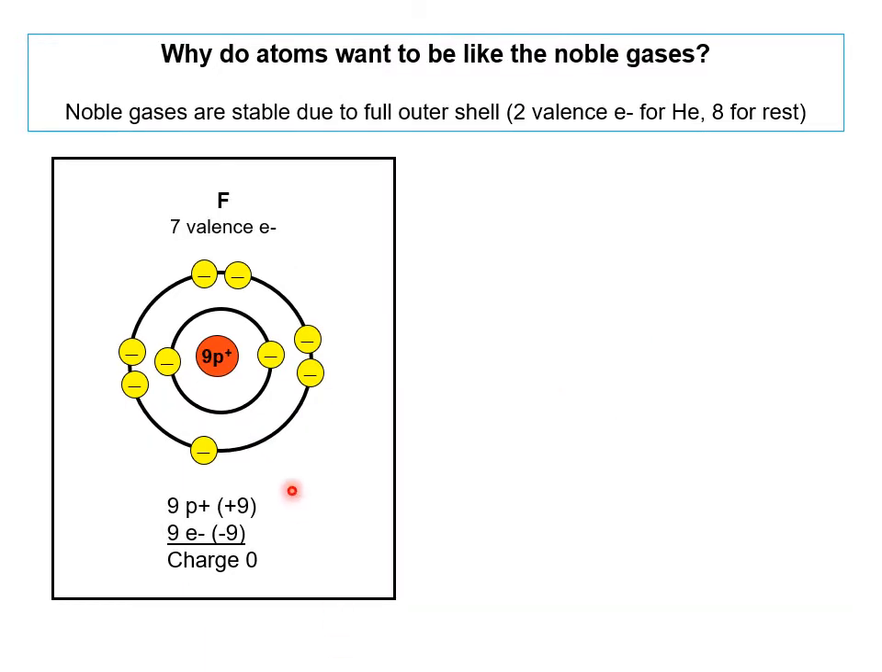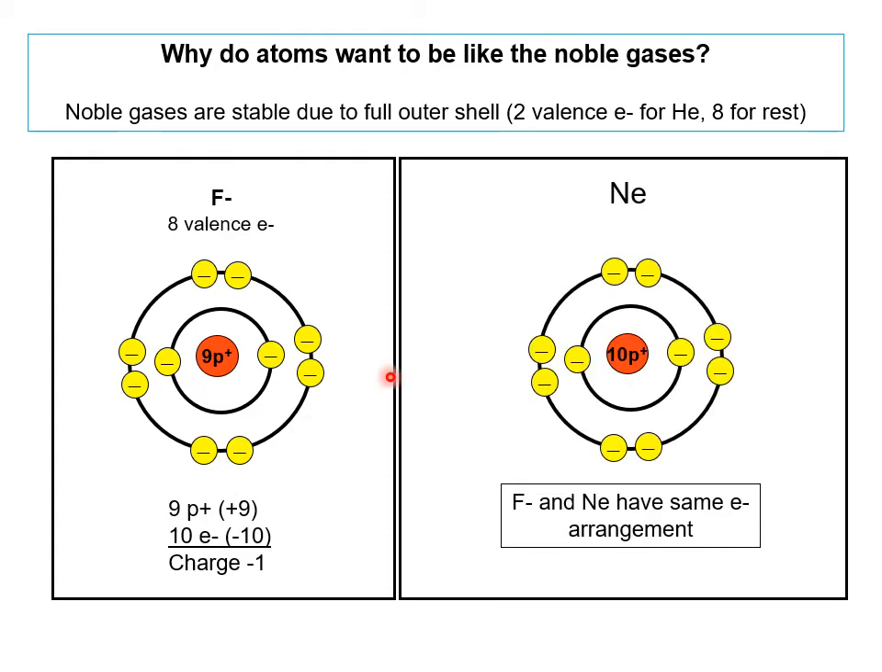Now let's look at fluorine on the other hand. Fluorine has a total of 9 electrons when it's neutral as an atom, and it has a total of 9 protons in the nucleus. It has 2 electrons in this first shell and 7 electrons in this outer valence shell. In order to have a full shell, it needs 8 electrons. It needs to gain 1 electron so that it can have 8 valence electrons. So fluorine gains 1 electron. It becomes F- and gets the same electron arrangement as neon.